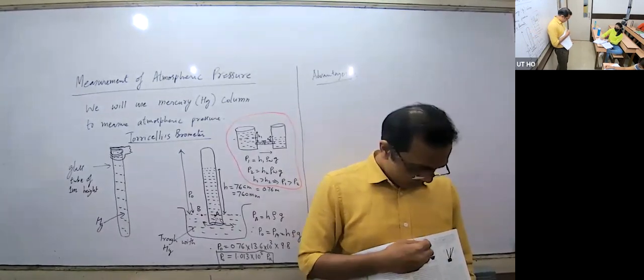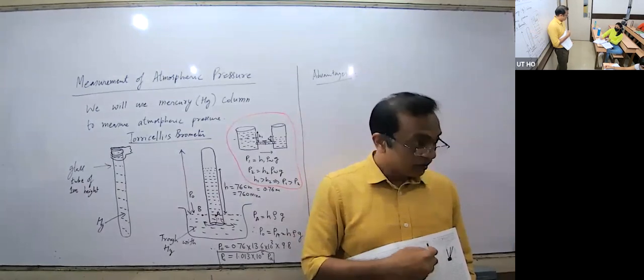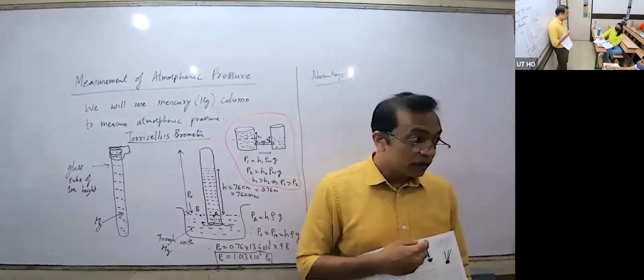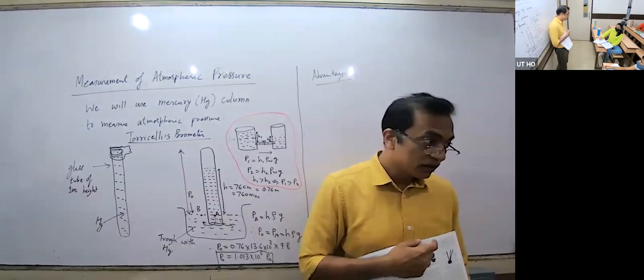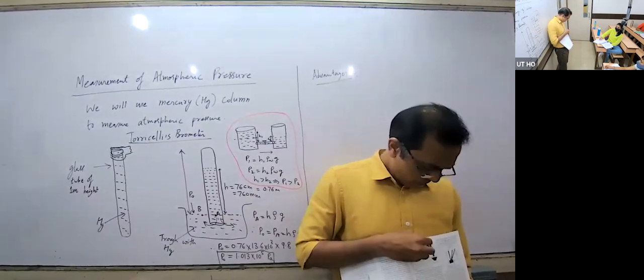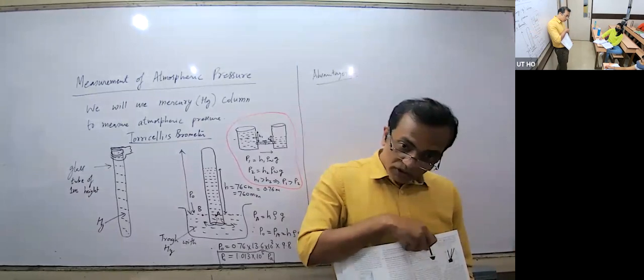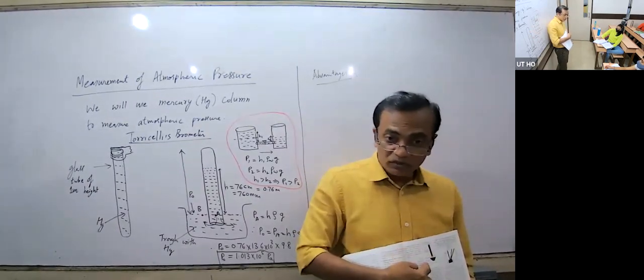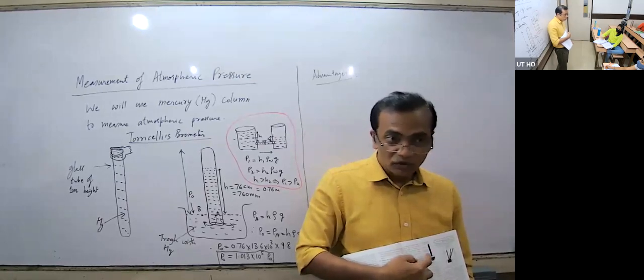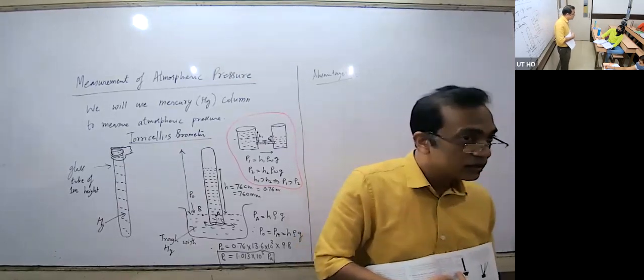What if you would have used water here? Then it will be water vapor. It will have water vapor, and water vapor pressure is more than mercury vapor pressure. So if the pressure is more, it will push this level down. So this height will not show the actual atmospheric pressure. It will show an incorrect reading in that case.